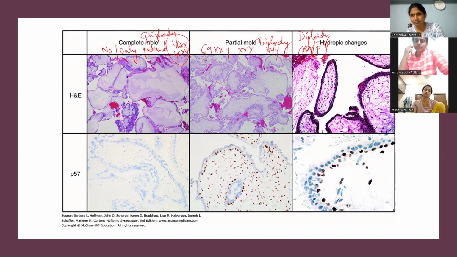No, ma'am. Okay. So if you do a karyotyping, you will know the ploidy status. If you do an immunohistochemistry, you will know whether the genetic material is both paternally and maternally derived, or only paternally derived. So based on these two things, we can derive that it is either complete or partial mole or a hydropic fetus. Okay.